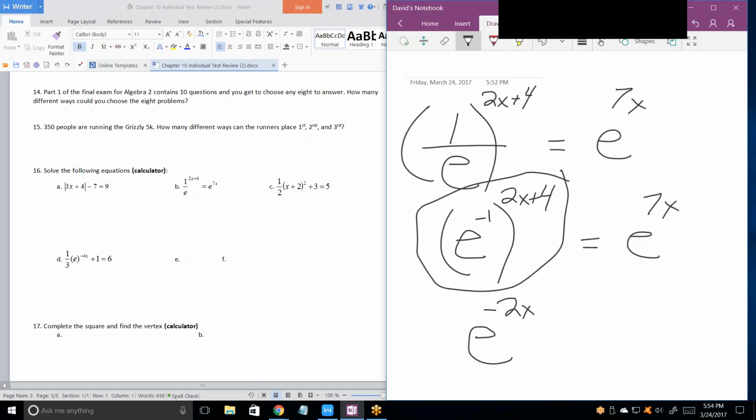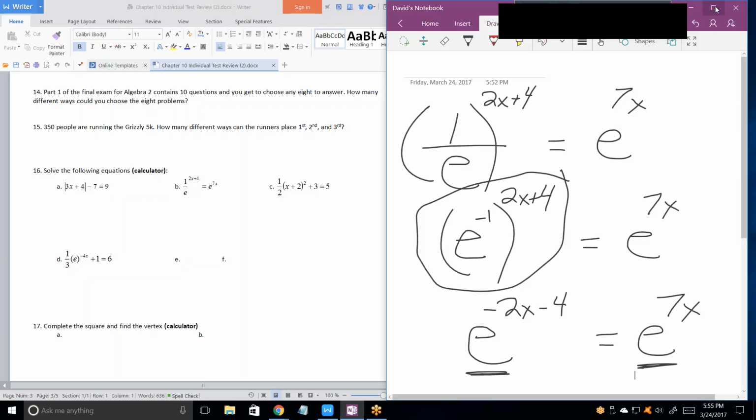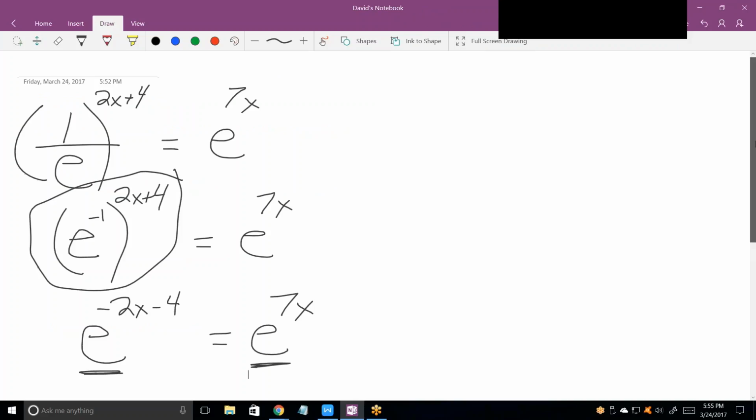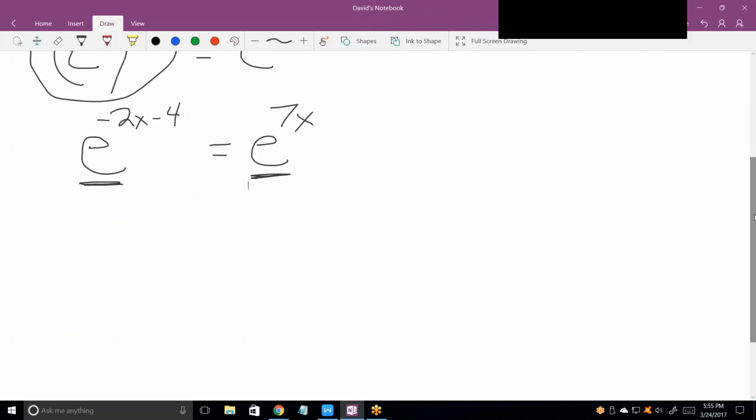Well, you multiply exponents. Whenever you have double exponentiation going on, you multiply exponents. So the left side now becomes that. The right side never changed. But notice now I have the same base on both sides. Therefore, what can I say? If I've got e to the one exponent equals e to a different exponent, what can I say about the exponents? That negative 2x minus 4 equals 7x.